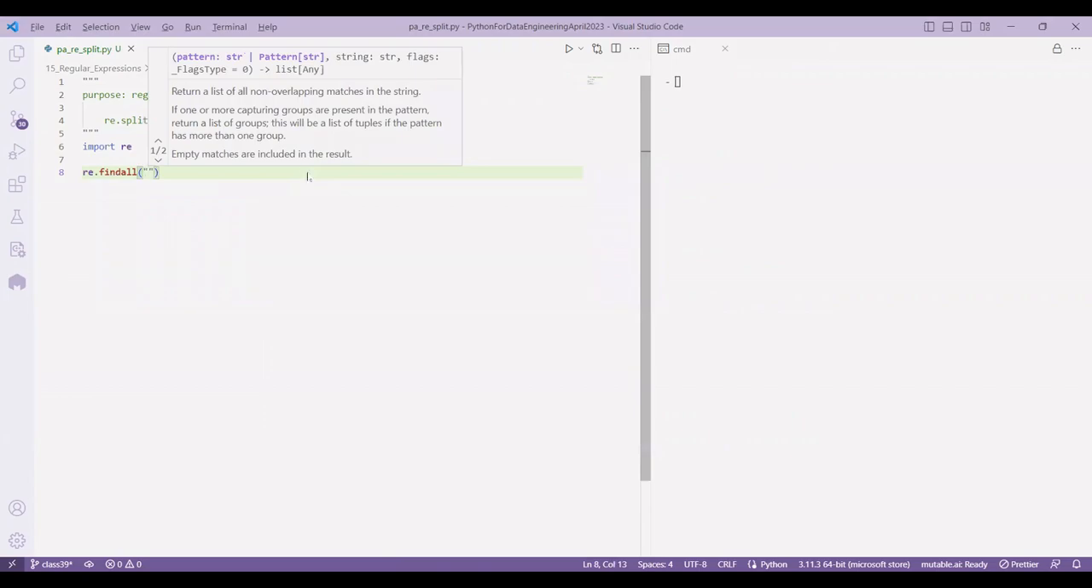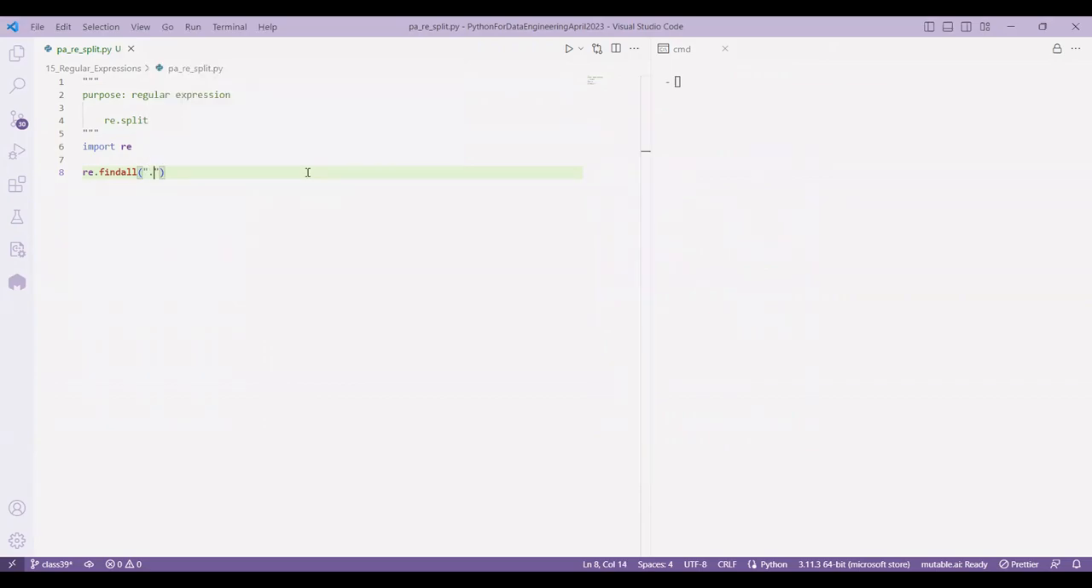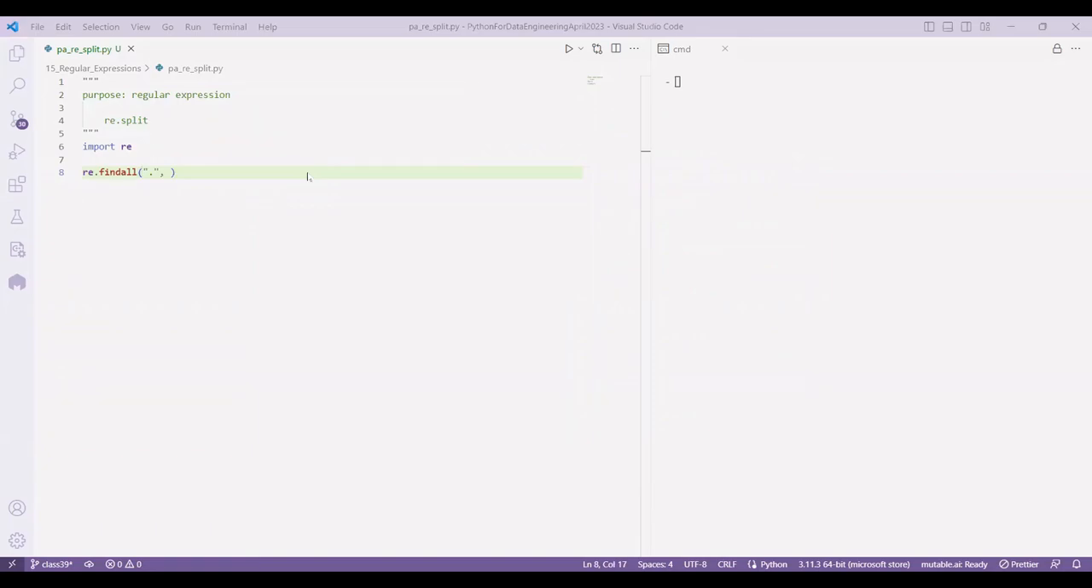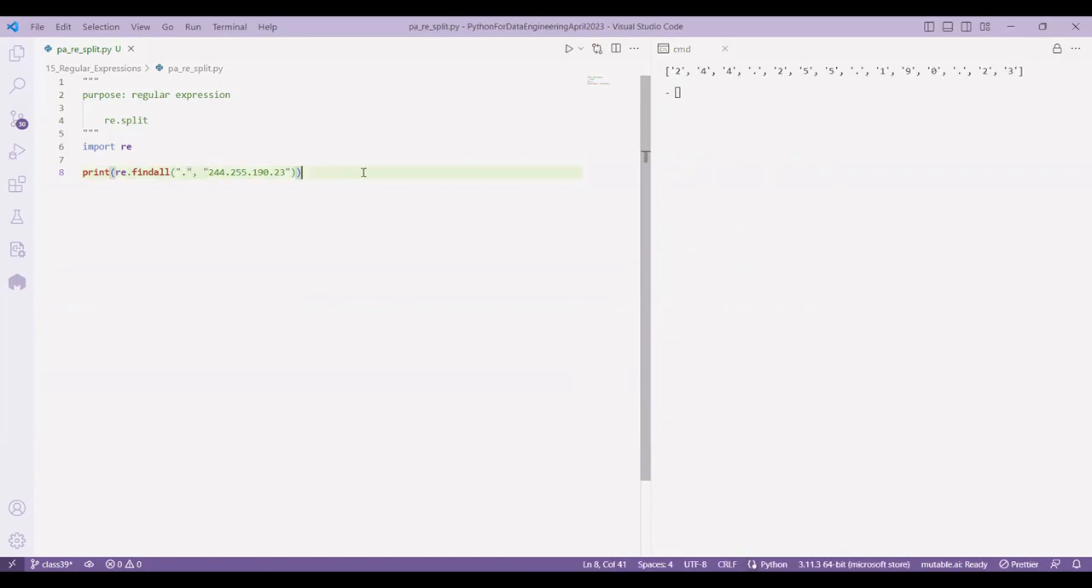Say I'm searching for a dot, and I have some pattern, say some big number, like an IP address, and I am trying to find it. What will happen if I do re.find? It will find all the presence of the dots, and we know dot is like any character. So it doesn't matter what you give, it will match all.